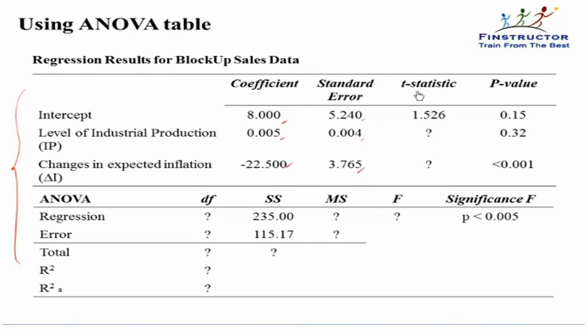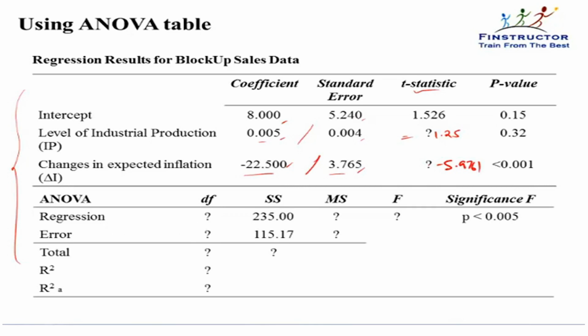The first question mark is next to the t statistic. So the t statistic can be calculated as the coefficient upon the standard error. 0.005 upon 0.004, that is 1.25, will be the t statistic for the coefficient on the level of industrial production. Similarly, the coefficient here is minus 22.5 and the standard error is 3.675. So the t statistic will be calculated as minus 22.5 upon 3.765, that is minus 5.9761.